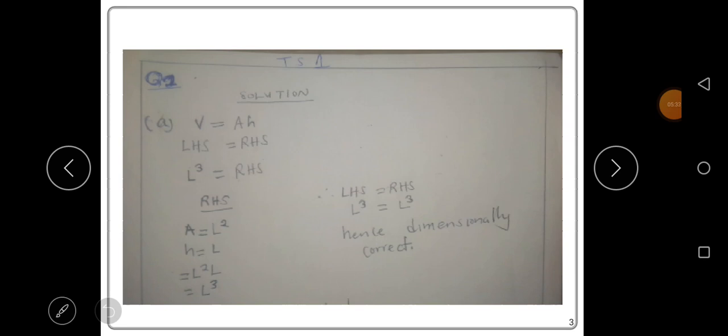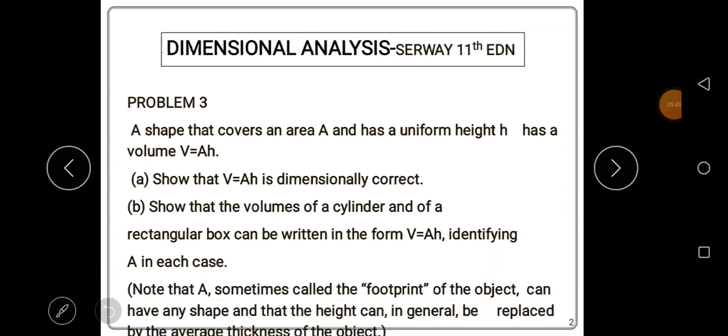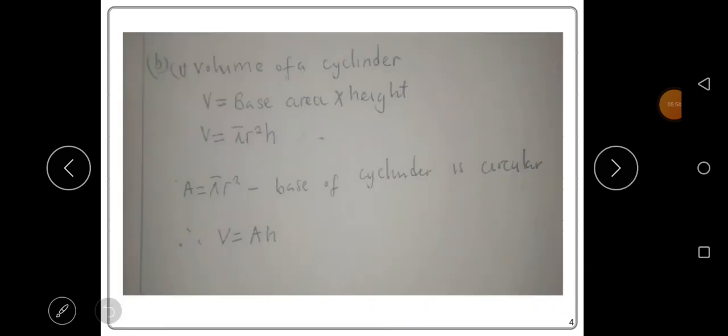So let's look at B. Okay, so B, they want us to show that the volumes of a cylinder and that of a rectangular box can be written in the form of V is equal to AH. So let's see. So the volume of a cylinder. The volume of a cylinder is given by pi r squared h. So pi r squared h, that's the formula for volume of a cylinder.